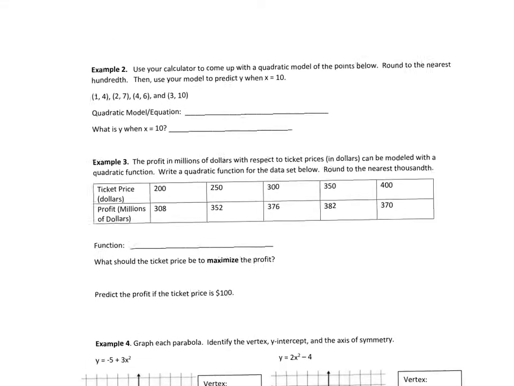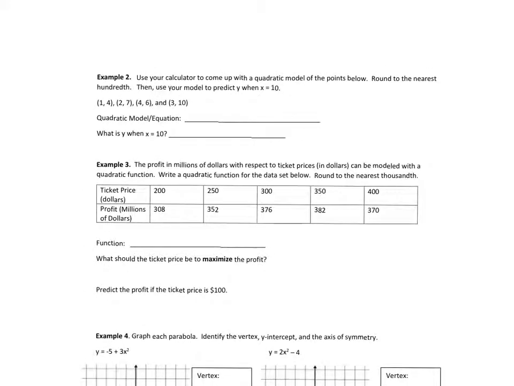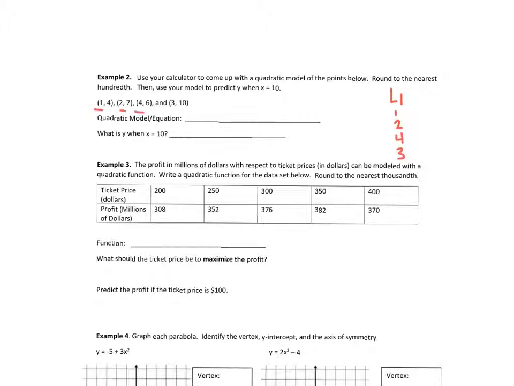Example 2: use your calculator to come up with a quadratic model. Just like how we did linear regression, you can do a quadratic regression. I'm going to put in L1 the numbers 1, 2, 4, and 3. I'm just capturing the x coordinates. And then in L2, I'm going to put in 4, 7, 6, and 10.